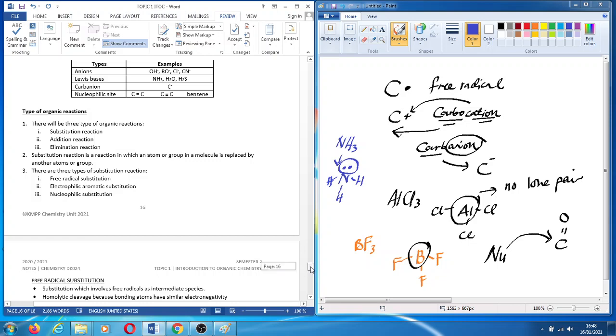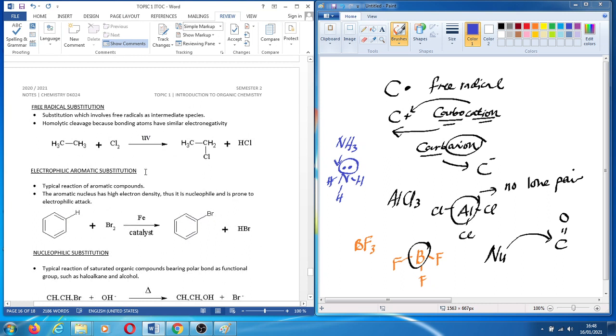What exactly is free radical substitution? Free radical substitution is a substitution which involves a free radical as the intermediate species. You will get the free radical as your intermediate species. Homolytic cleavage occurs because the bonding atoms have similar electronegativity. You will have the same bonding atom. Homolytic cleavage using UV will produce free radical substitution.